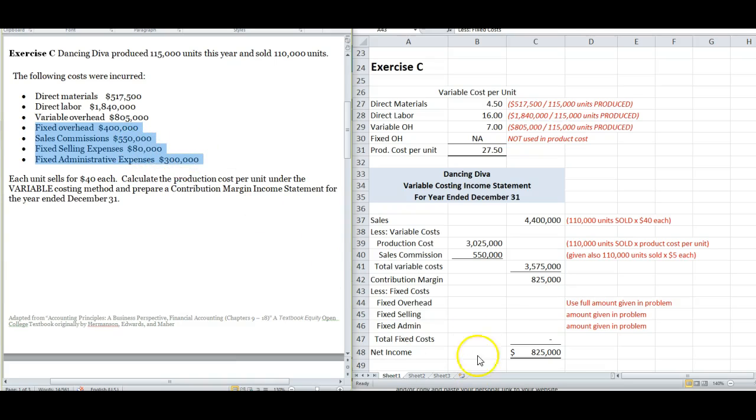So we are using fixed overhead in variable costing, we're just not treating it as a product cost, we're treating it as a period cost. The fixed overhead was $400,000, the selling expense was $80,000, and the administrative expense was $300,000. So that gives me a net income of $45,000. If I take the contribution margin and subtract the total fixed costs, that's how I get my net income.